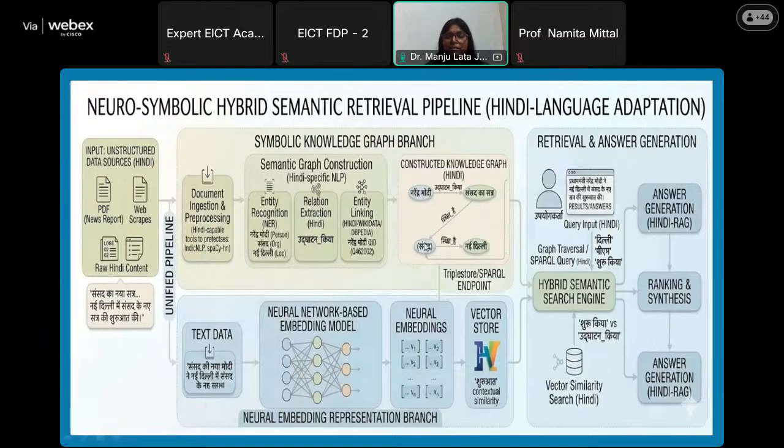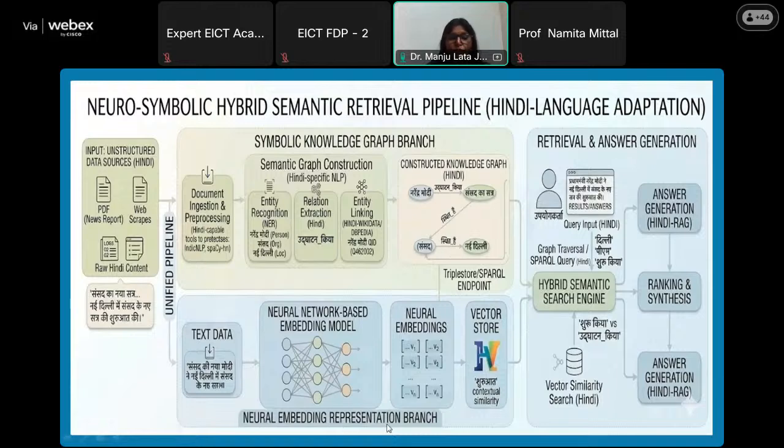Similarly, Sansad means the session of Parliament, where is it located? It is located in Parliament. So between Sansad and Sansad Ka Satra there is a relationship, was located. A similar kind of relationship is shared by Sansad and New Delhi, means where is Parliament located? That is in New Delhi. So this kind of semantic graph is constructed after this much pre-processing through the semantic knowledge graph branch. Then the triplets are also extracted.